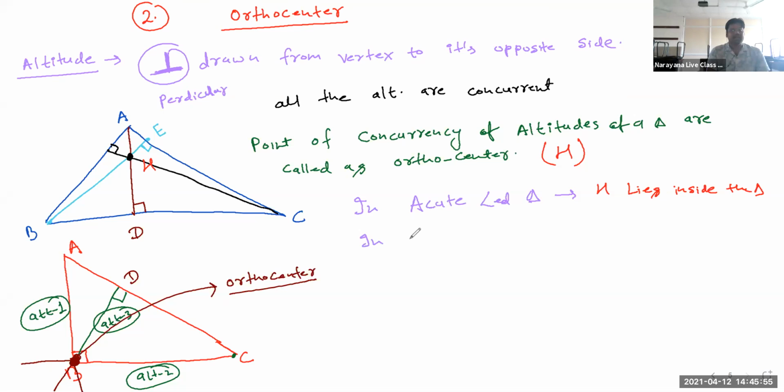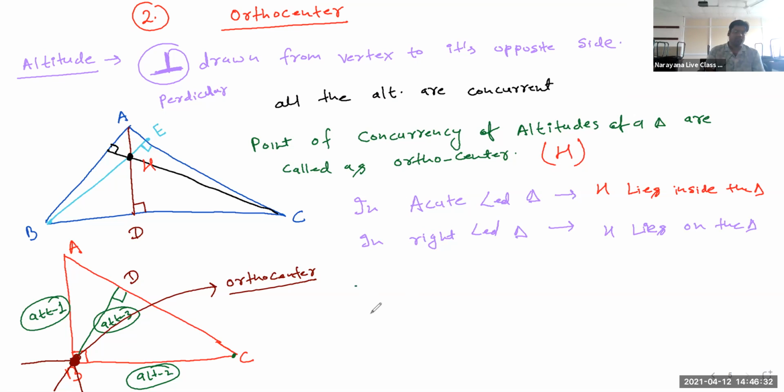So in a right angled triangle, H lies on the triangle. It is on the triangle because vertex B is lying on the triangle and vertex B is the orthocenter. So in a right angle triangle, H lies on the triangle. What will happen if the triangle is an obtuse triangle? So just make a diagram and think over it.